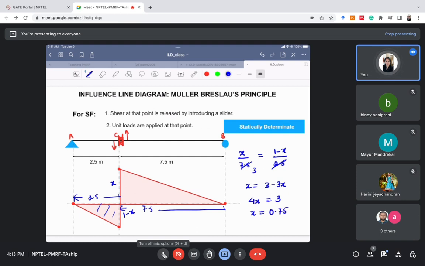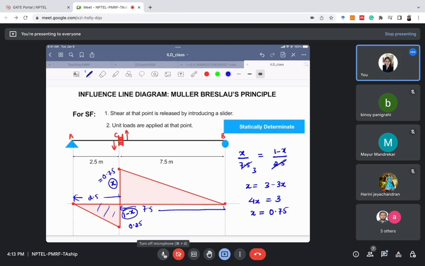So we have got the value of x as 0.75 now, and 1 minus x will be 0.25, right? So in this manner we can determine the shape of the ILD as well as calculate the ordinates of the ILD. Is there any problem till now? I hope there is no problem.